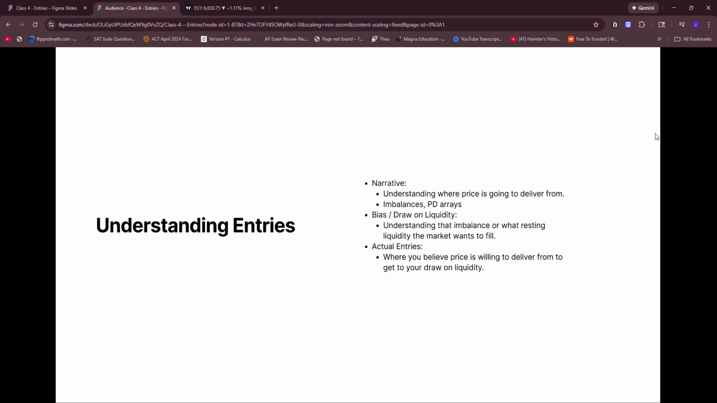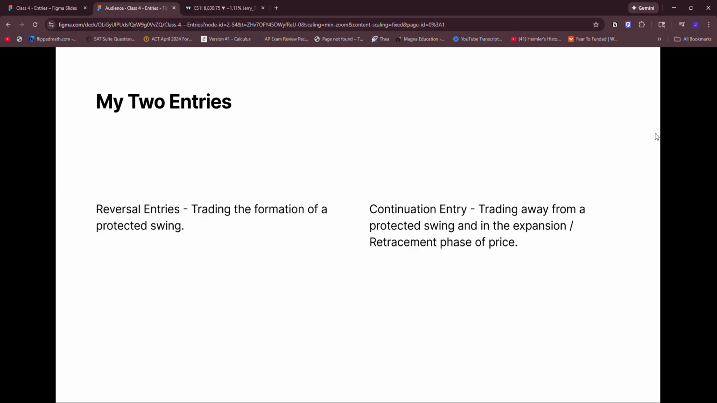So these are basically the 2 entries I use. Basically only 2 types of entries generally. We have reversal entries, which is trading the formation of a protected swing. When we talked about protected swings in the first class, that's a purge into a key level with a change in state of delivery. It doesn't have to be a change in state of delivery, it can be a market structure shift. But it creates a protected swing.